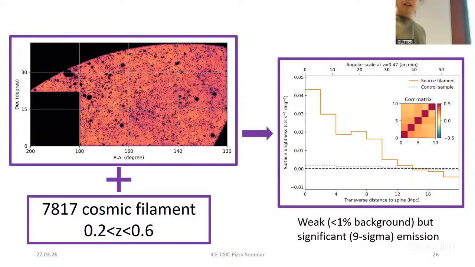Anyway, there's supposed to be an error bar there, but it disappeared here. On the right we see a weak but significant signal. Weak means it's lower than 1% of the sky background. It's super weak, but the significance is non-sigma. But I would like to say it is the total X-ray emission. It's not a gas-only emission.